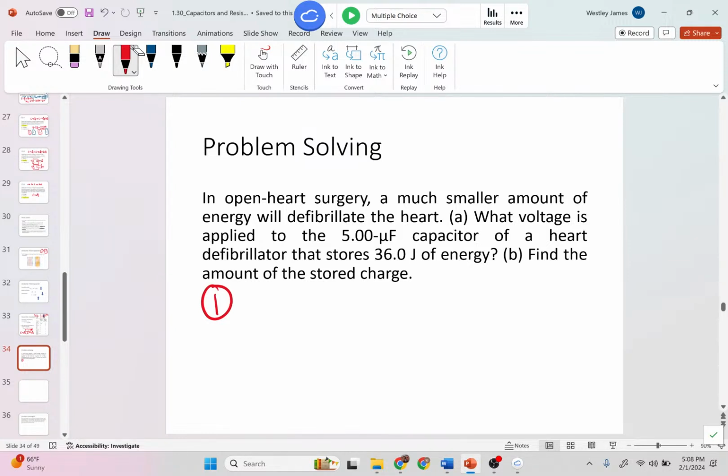So, what do we got? Actually, take 10 seconds to see if you can figure out what we got. Five microfarad capacitor stores 36 joules of energy. What are my givens and what variable do they go with? We know we have 5 microfarads. We know we have 36 joules. Really, the question is what variables do those go with?